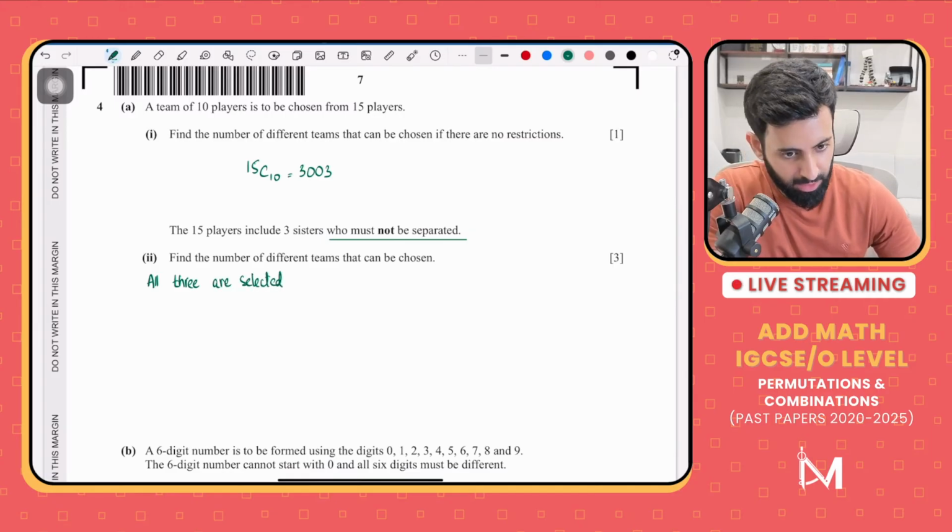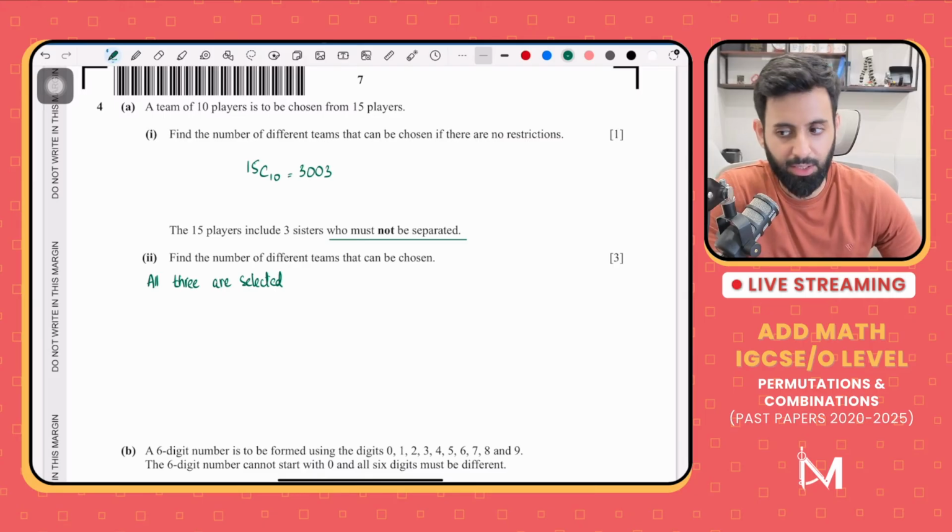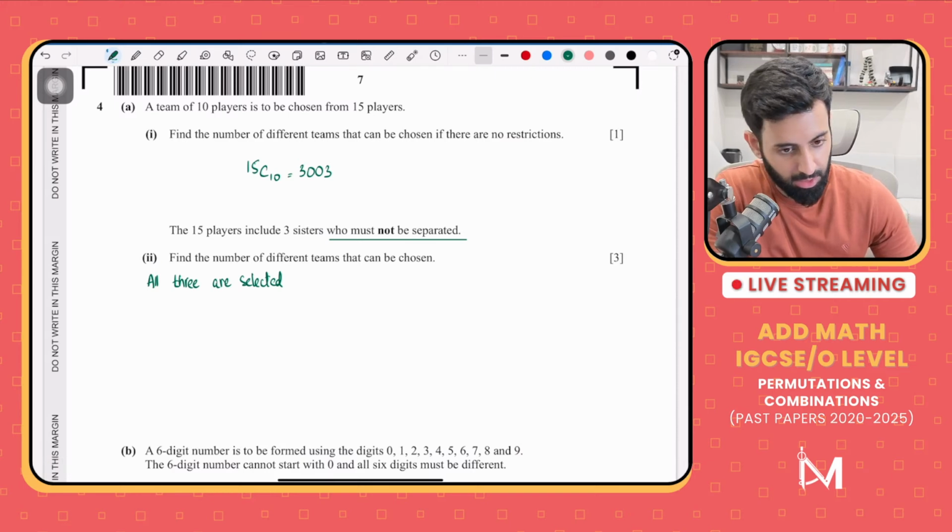Now, if all 3 are selected, what does at least mean exactly? At least means equal to what it says after at least, or more than that. Okay, so if, for example, I say that in order to get an A, you need at least 80%, that means you could get 80% or you could get more than 80%. Okay, that's what it means.